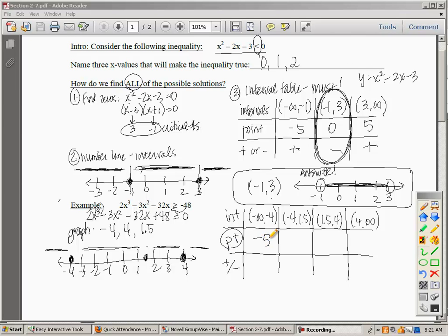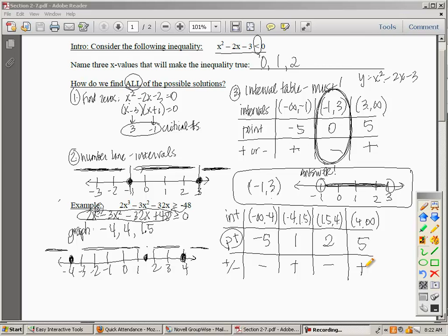I'm going to go at -5 between -infinity and -4. And again, if I stick this function right here in my y equals menu, what I can do then is I can hit trace and actually find the value, or I can look at my table. At -5, I get a negative answer. Between -4 and 1.5, I'm going to pick 1. I get a positive answer. From 1.5 to 4, I'm going to pick 2. I get a negative answer. And from 4 to infinity, I'm going to pick 5. I get a positive answer.